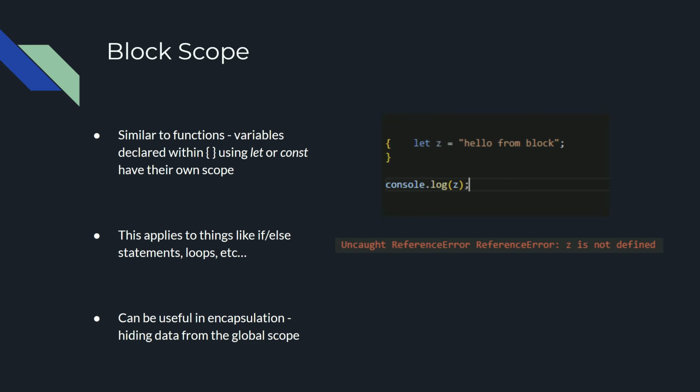So this can apply to things like if-else statements or loops, or just, again, a plain old set of curly braces anywhere out in your program. And this can be particularly helpful, again, with encapsulation, when you're trying to hide data from the global scope. We want to try to keep things confined to a specific block or function or something like that. You want to be able to maybe manipulate it or use it, but you don't want it to be readily editable or accessible from the outside.